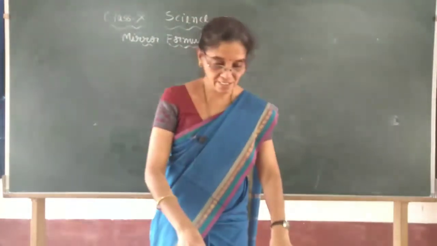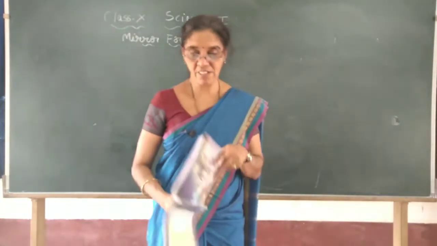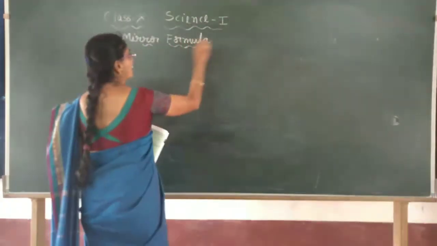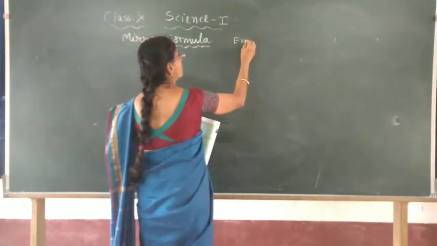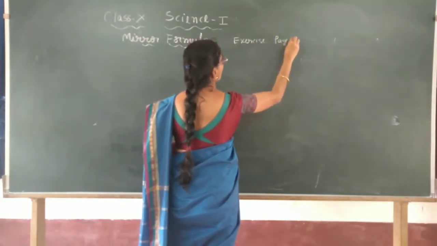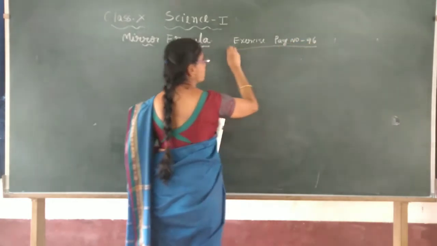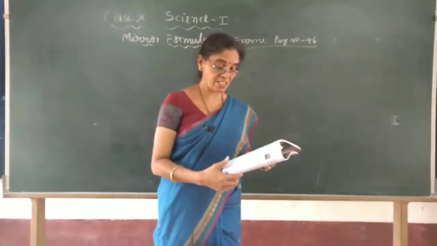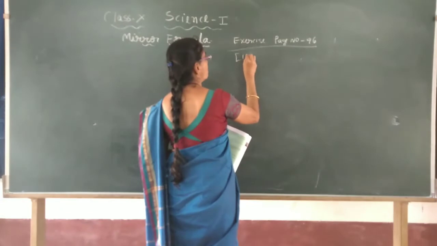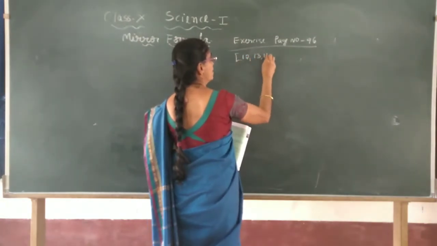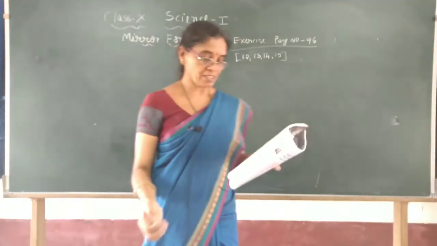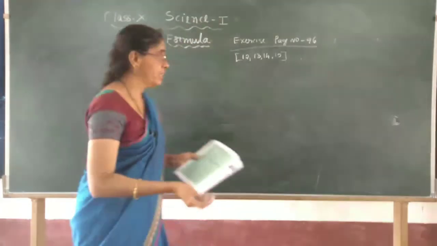So the exercise of the lesson Light, Reflection and Refraction is given on page number 96. We are doing the exercise on page number 96, so if you have the textbook, open it. I will read the exercise and we will do it. Related to mirrors, we have problems number 12, 13, 14 and 15. Four problems are there related to mirrors. So I will now take the 12th problem.